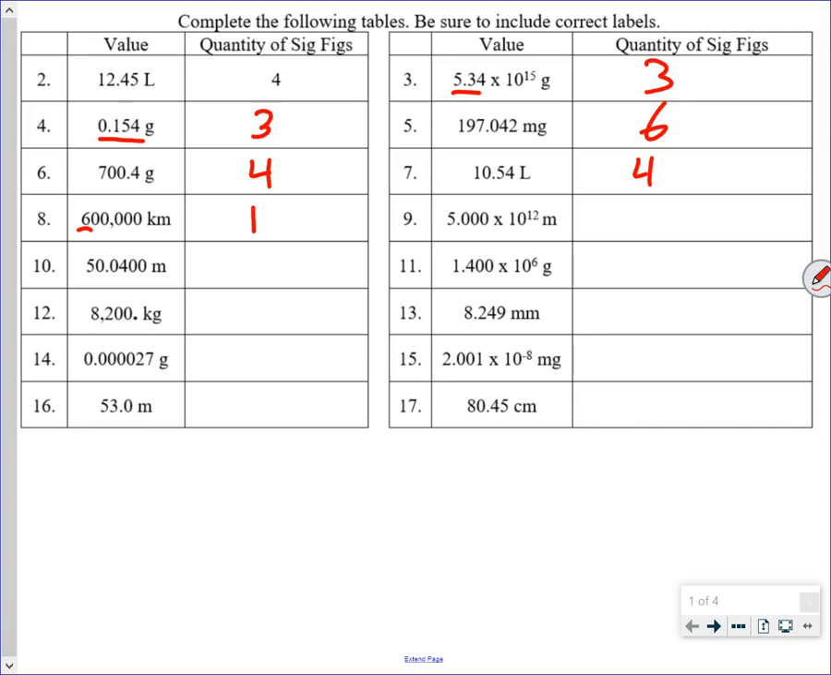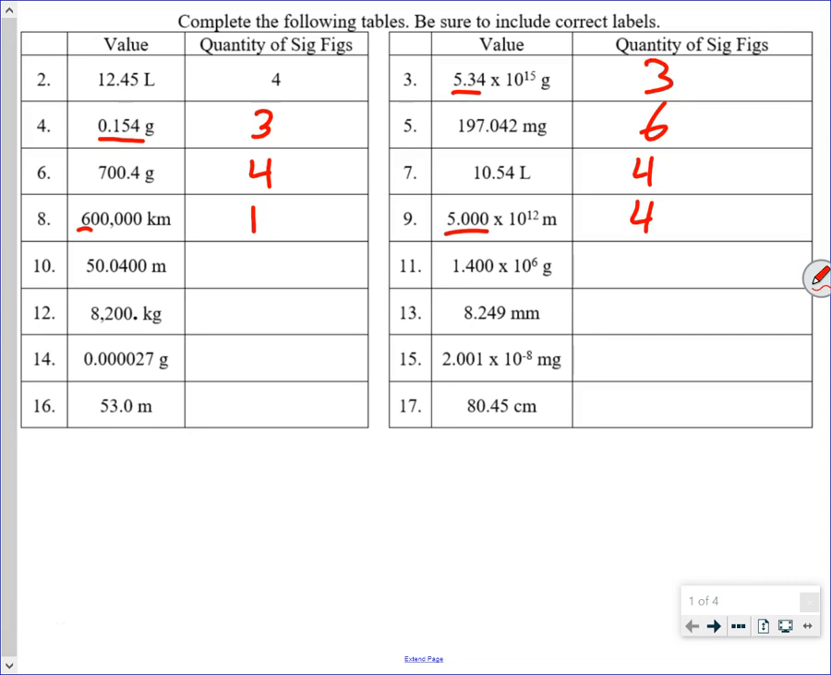In number 9, I have 5.000 times 10 to the 12. It's scientific notation, so I ignore the times 10 piece of it, and I count my sig figs out in front. These zeros are to the right of my last non-zero, my 5. There is a decimal in my problem, so these do count. This is 4 sig figs in number 9.